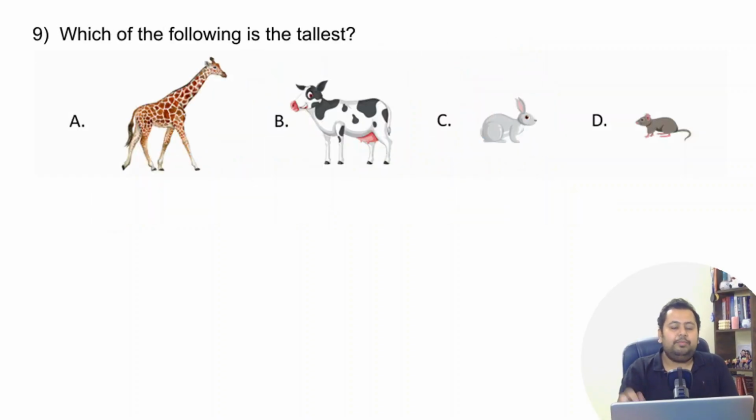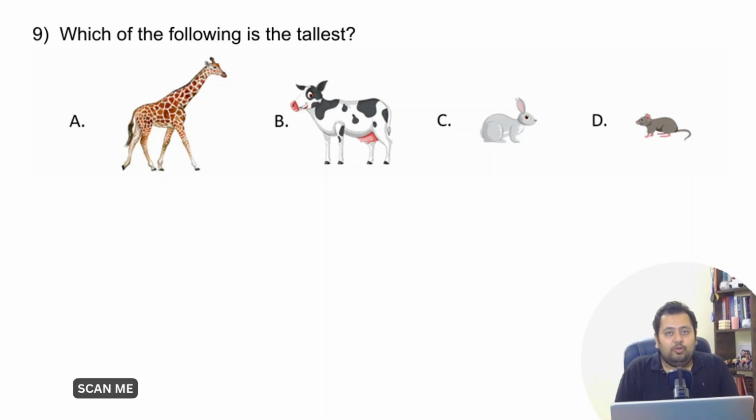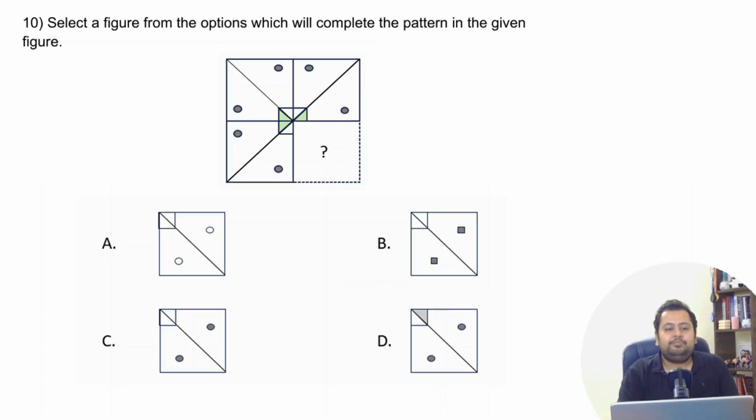And now we move to question number 9. Which of the following is the tallest? So, which animal among the four is the tallest animal is what you have to find out. And I'm sure you know that giraffe is the tallest animal, and option number A is the correct answer. This was an easy one. Now we move to question number 10.